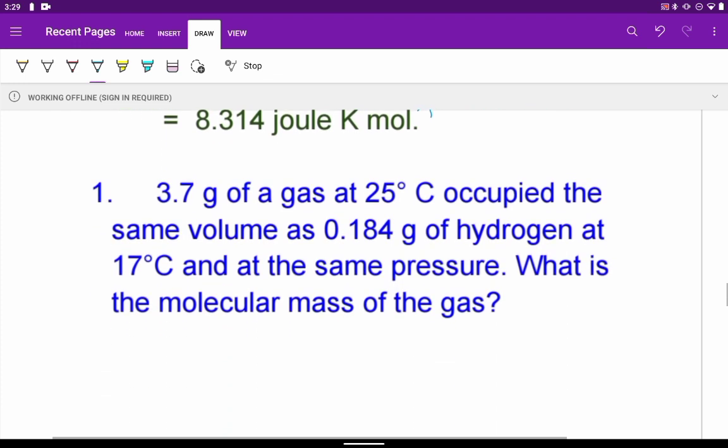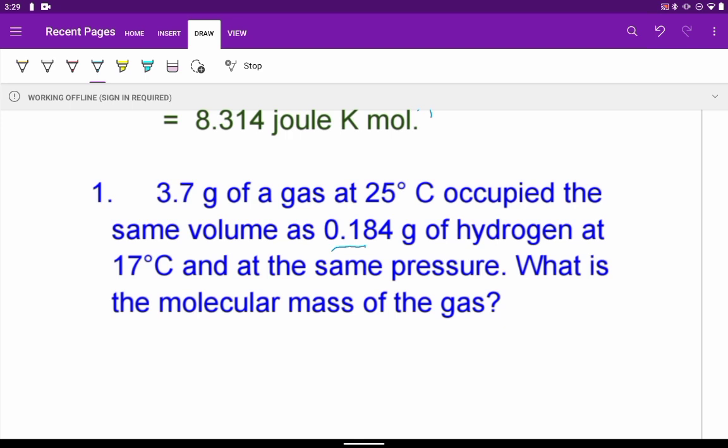Now we will see one or two numericals so that you can understand how to do the numericals. These are very important in physical chemistry. Numericals are a must. So let us look at the first numerical. 3.7 grams of a gas at 25 degrees C occupied the same volume as 0.184 gram of hydrogen at 17 degrees C and at the same pressure.